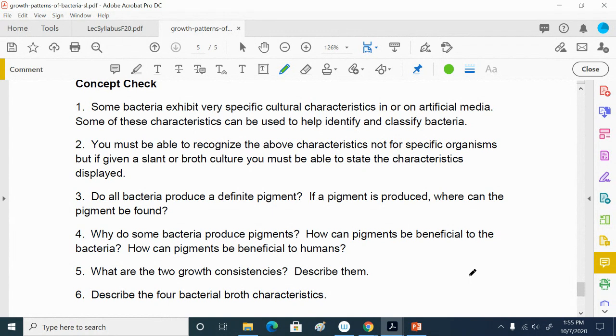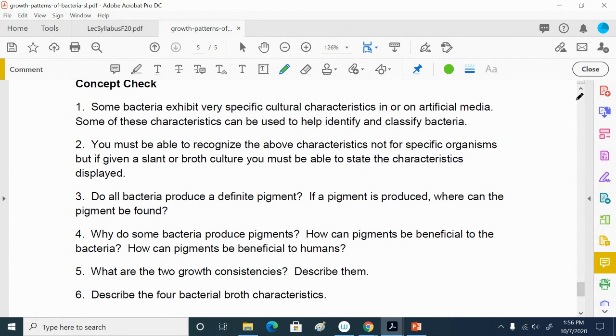And what were the two growth consistencies? And describe them? Was it the dry and the mucoid? Yep, dry and mucoid. And what does a mucoid look like? Mucoid is shiny and slimy. Right, shiny and slimy. And the dry? Is not slimy. Right. Friable, is that the word? Yeah, they look rough and crumbly, like they would break apart.